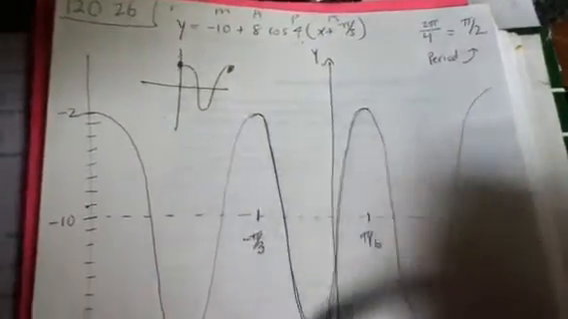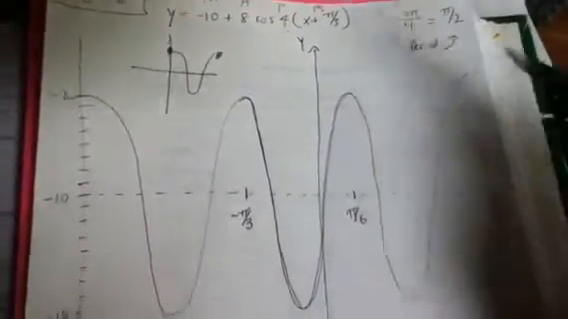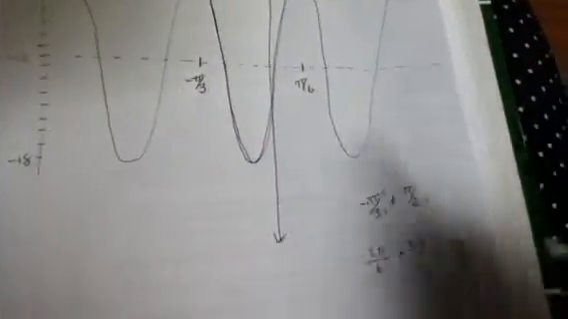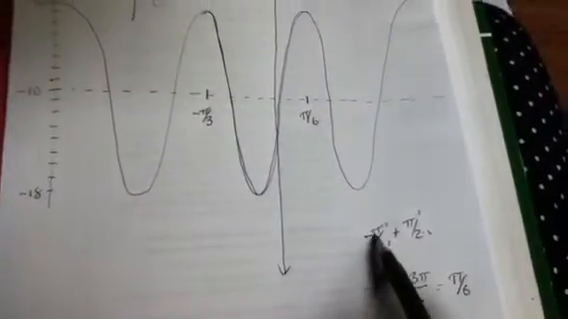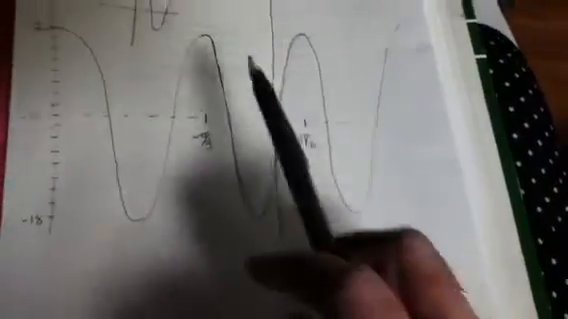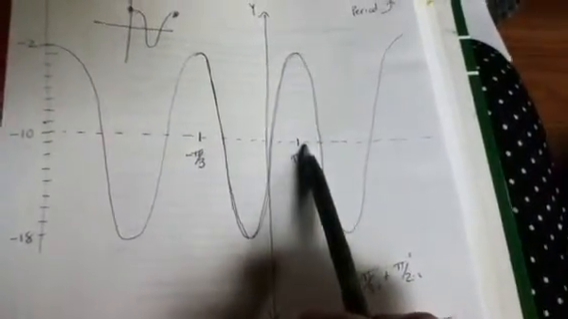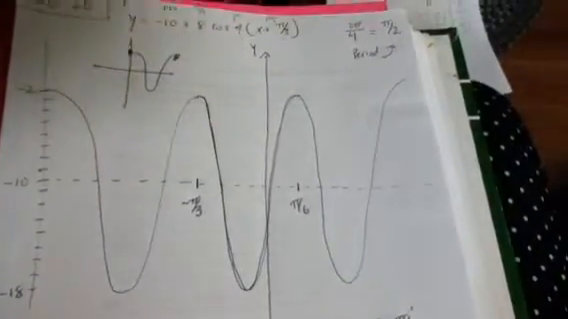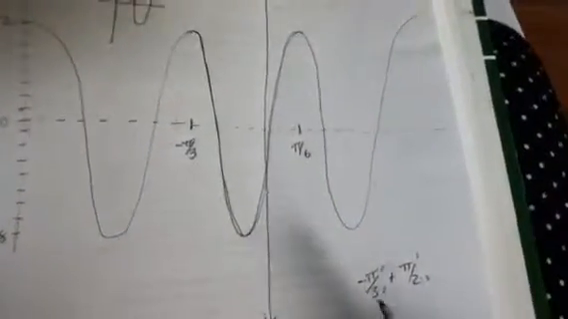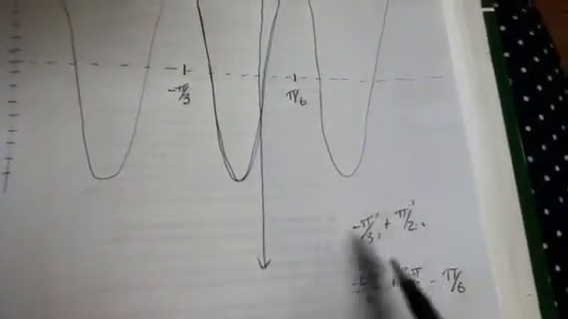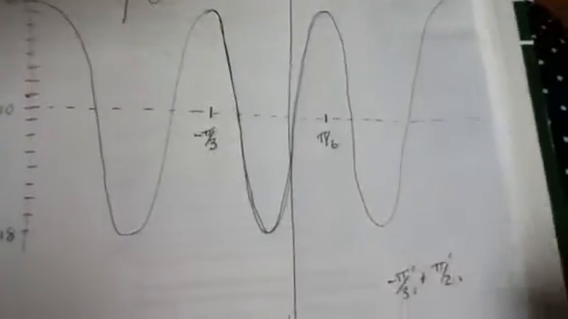And then the period is only pi over 2, so I figured out how to label that by going negative pi over 3 plus pi over 2, because I know that the distance between here and here has to be 1 cycle, which is going to be the period, which is pi over 2. So I did fraction math. I found the common denominator, and I ended up with pi over 6. And so that's kind of good enough.